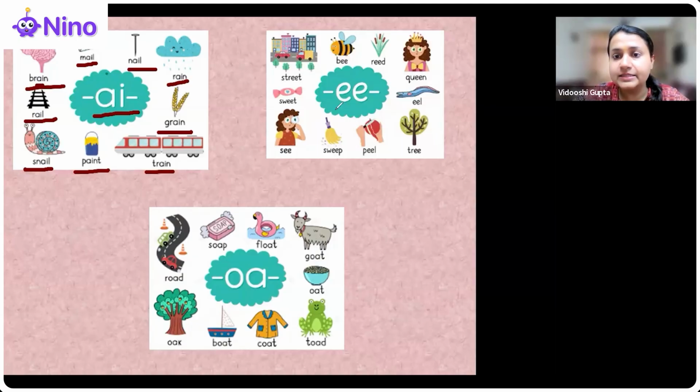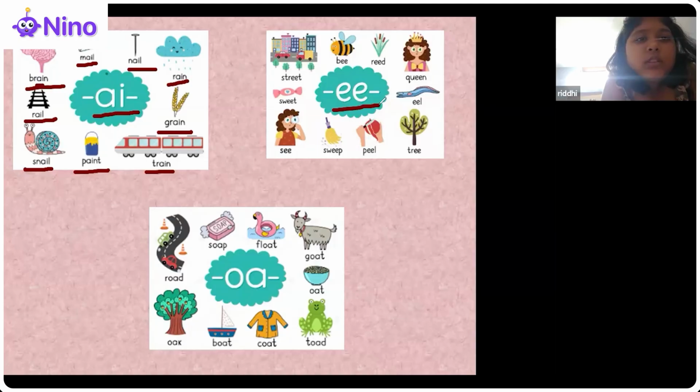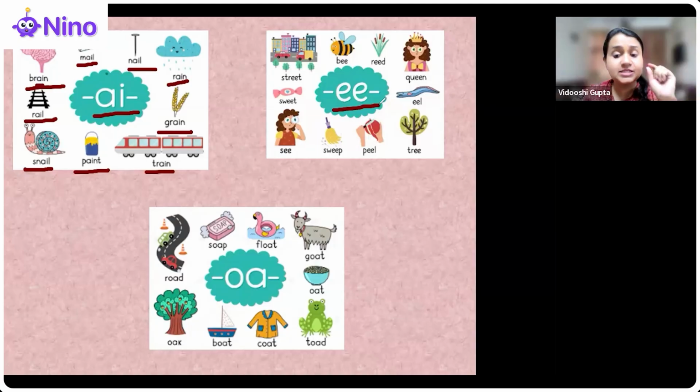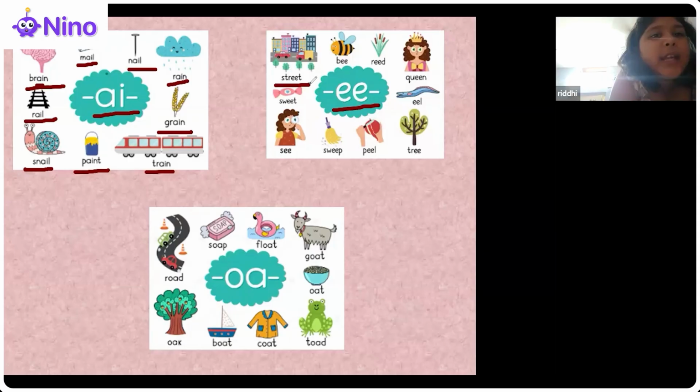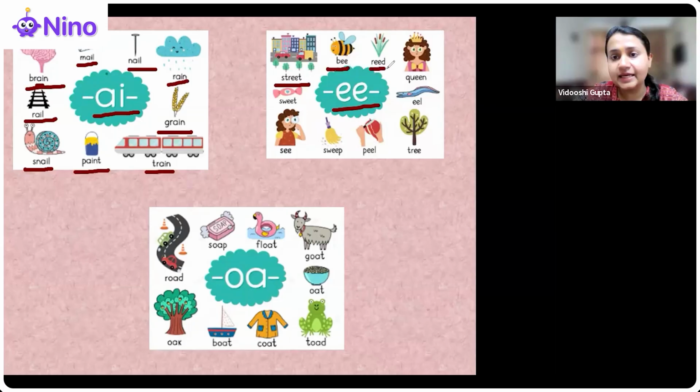Next one, double E. Two E's coming together to make a new sound, E. There is a stretch. For example, street, tree. B, bee, bead, need, queen. Now, let me tell you here, this queen has two digraphs.